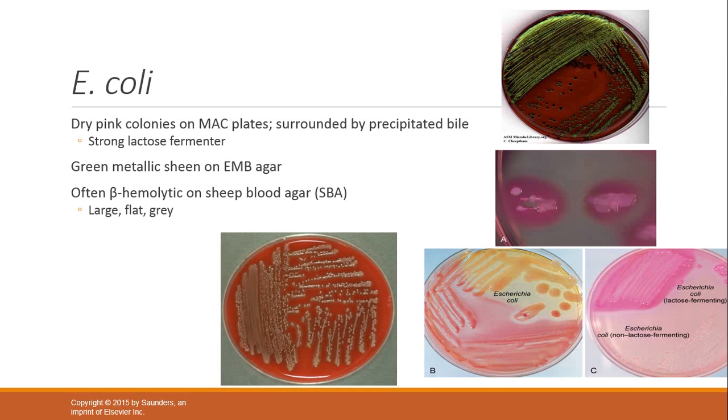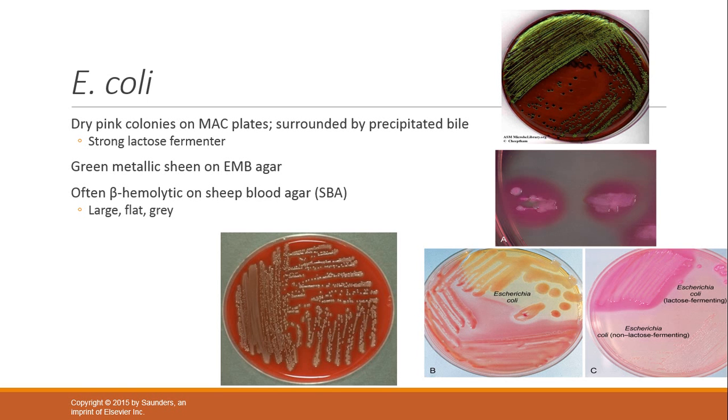Okay, so knowing that, we're going to start talking about the different Enterobacteriaceae, the different characteristics that they have, and infections that they cause. So E. coli is the big dog in this group of organisms. They are dry and pink colonies on MacConkey plates. So here's a good picture of E. coli, and we've got the big zone of precipitated bile.